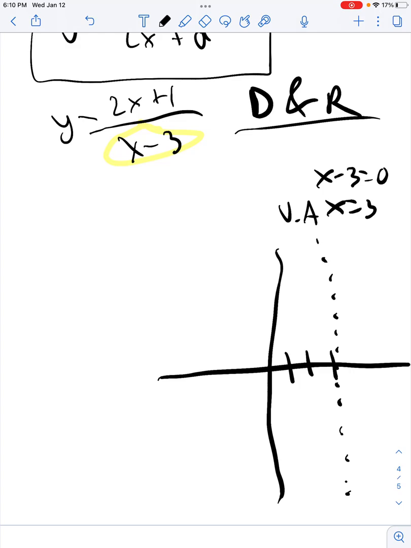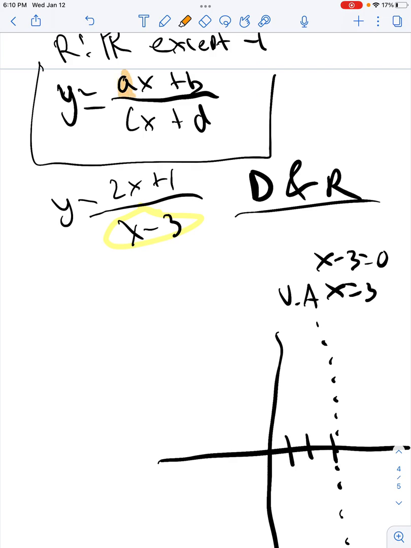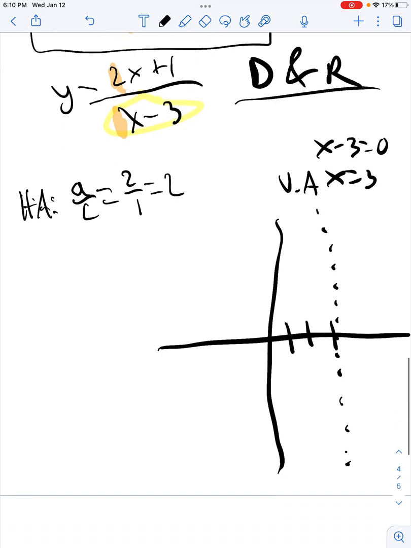The horizontal asymptote is the line A divided by C. So again, if I look at A and I look at C, okay, that's 2 and that's 1. So my horizontal asymptote is A divided by C, which in this case is 2 divided by 1, which is 2. So when y is 2, I'm going to draw in my other asymptote. So now I've got points that I can pick.